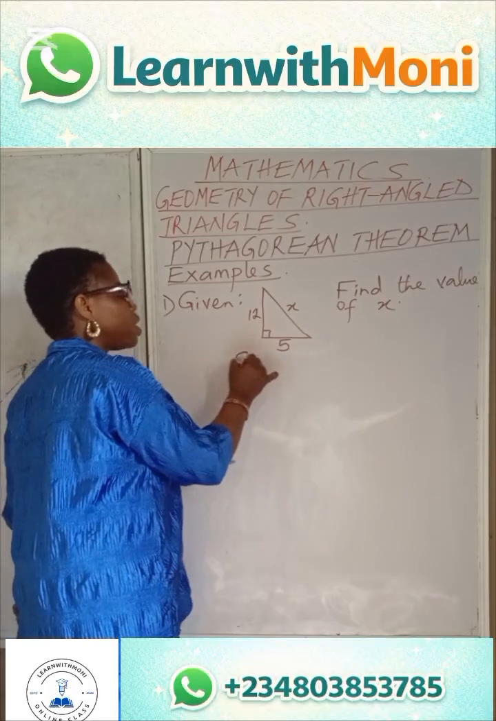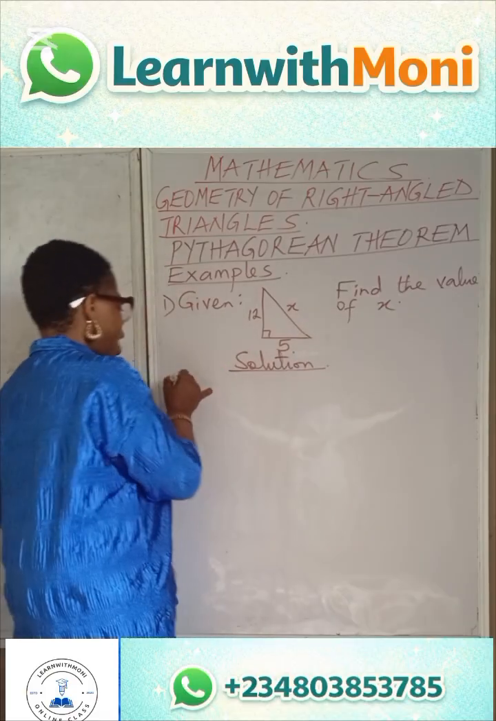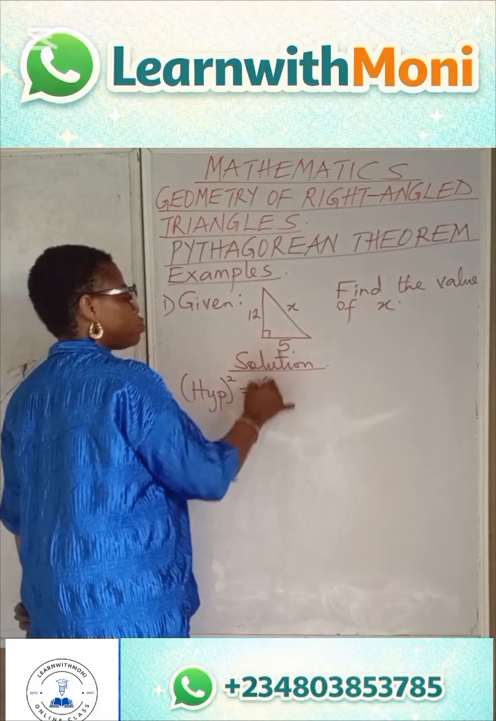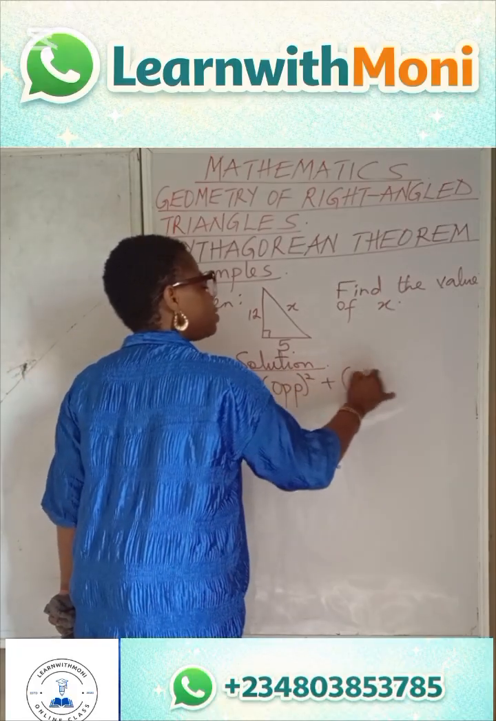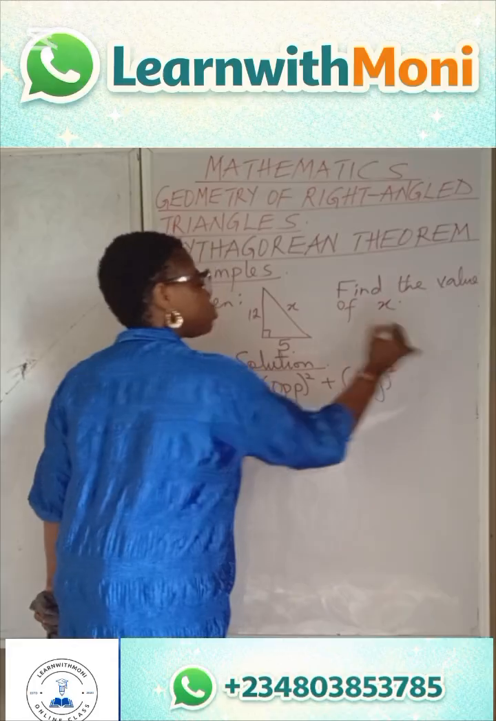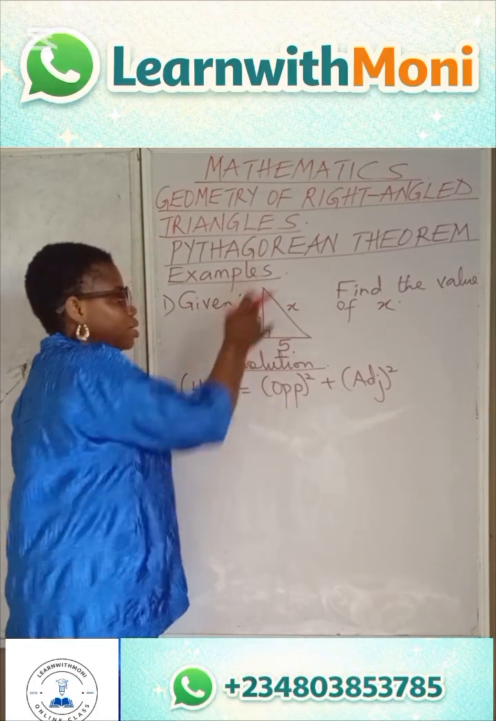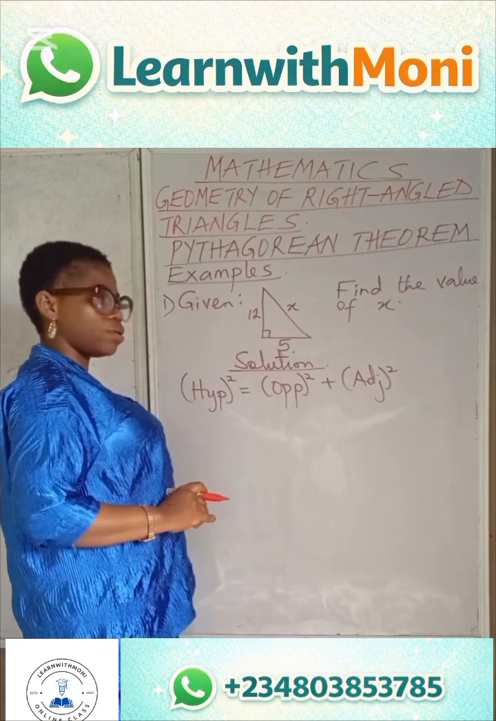Pythagorean theorem states that hypotenuse square equals to opposite square plus adjacent square. The hypotenuse here is x, the longer side of the right angled triangle.